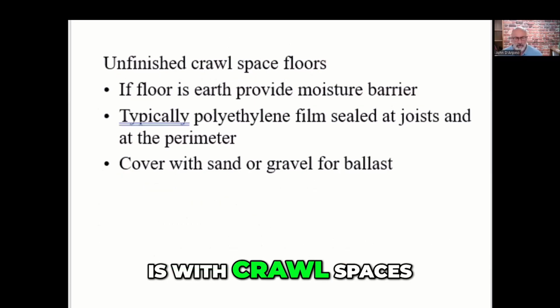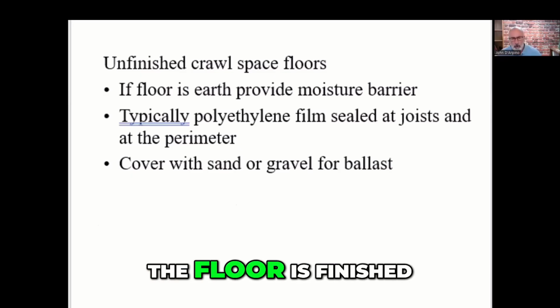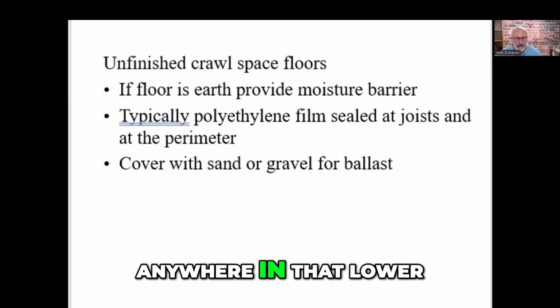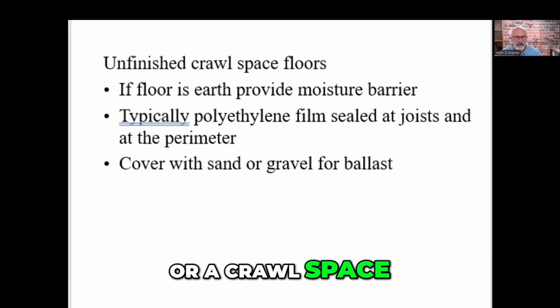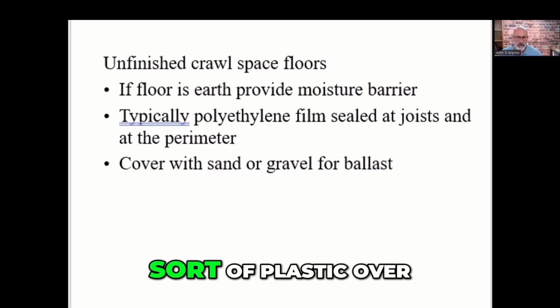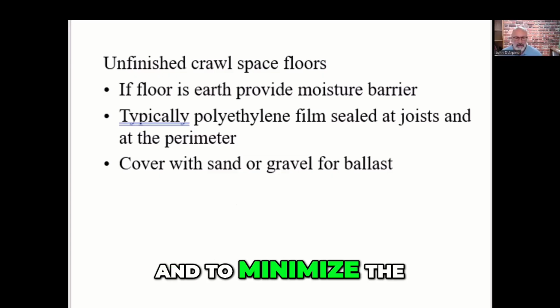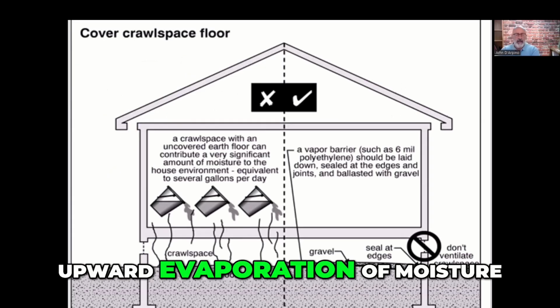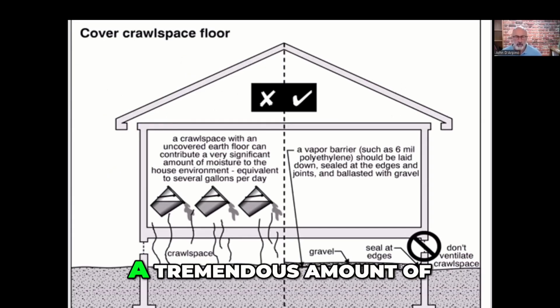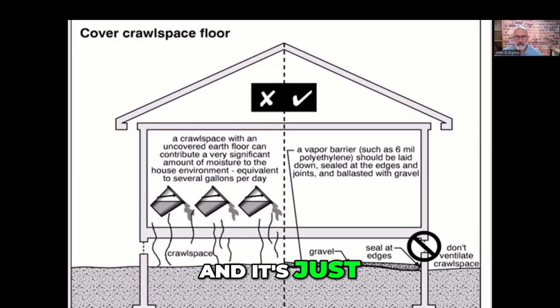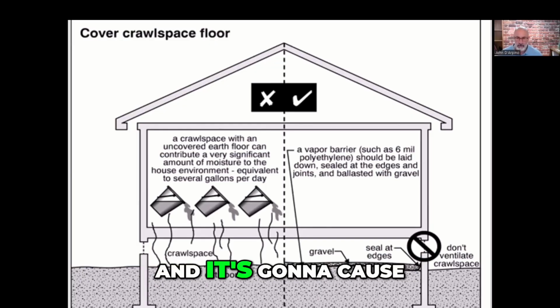Another thing too with crawl spaces is that the hope is that the floor is finished to some degree. An exposed dirt floor anywhere in the lower level, basement or crawl space, is going to be a problem. And if anything, we should have some sort of plastic over the dirt to minimize the upward evaporation of moisture from the soil. A tremendous amount of moisture comes up from the dirt into the house. It can really wreak havoc, and it's going to cause mold issues down in the crawl space.